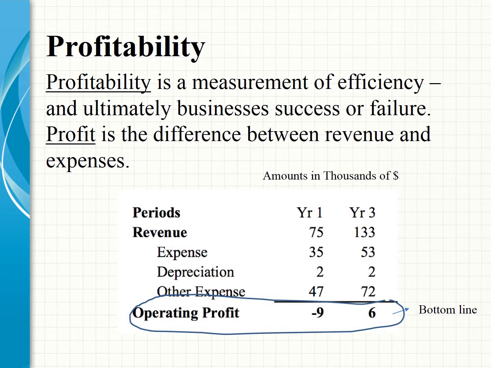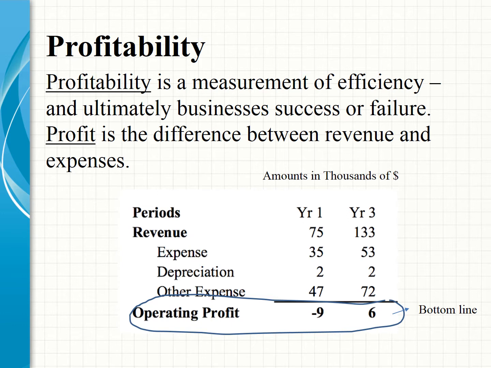Owners, investors, managers, and stakeholders need to understand a business's profitability. What is the difference between profitability and profit? Profitability is a measurement of efficiency and ultimately a business's success or failure. Profit is the difference between revenue and expenses. Revenue is the money brought in as a result of sales and/or services. Expenses are money paid out to make a business's operations happen. Expenses include paying people, renting a building space, and purchasing products.